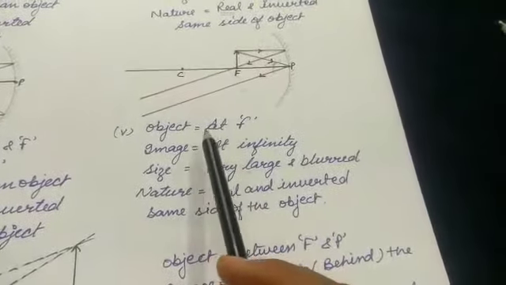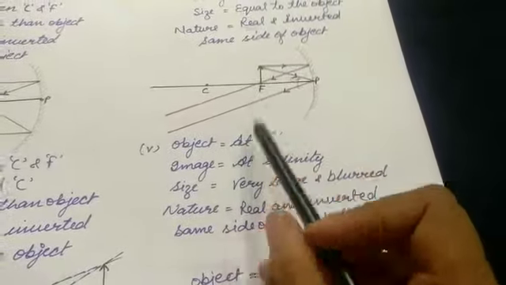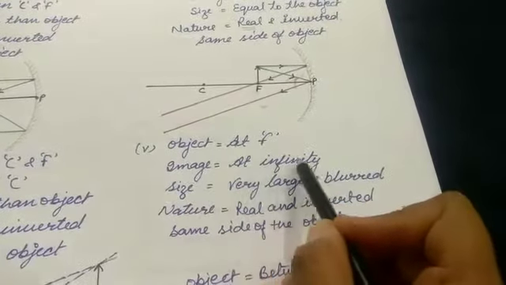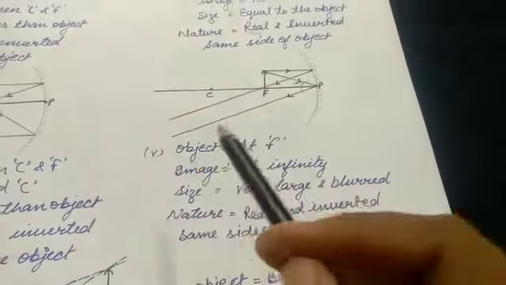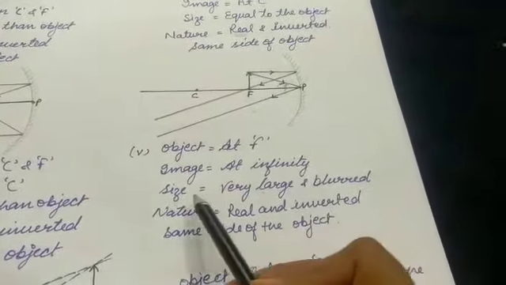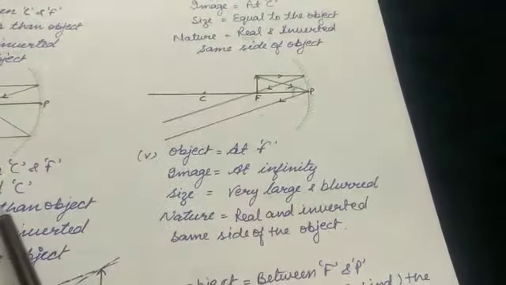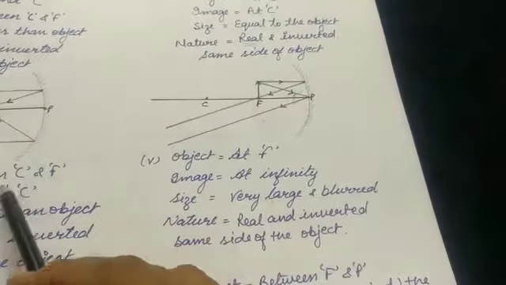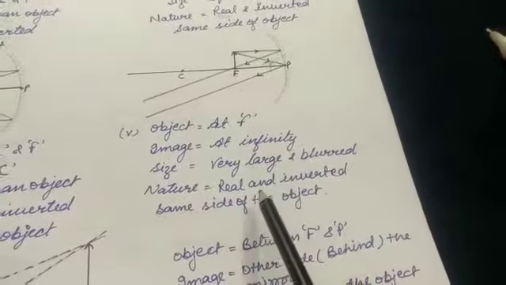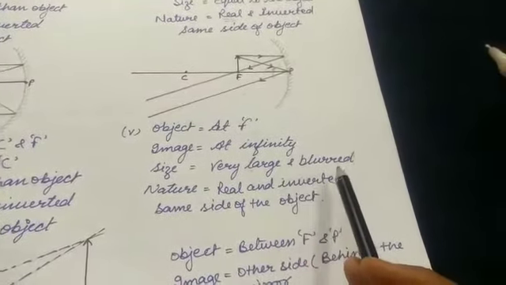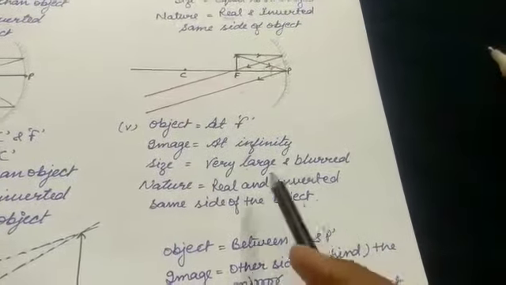So what information do we get here? The object is placed at the focus point. Here is our object, and the image will form at infinity because both the reflected rays are parallel to each other. The size, as you can see, as they travel farther and farther, they move away from the principal axis. So the size of the image is going to be very large, and it becomes blurred. The image is not going to be clear or bright. A blurred image will be formed.